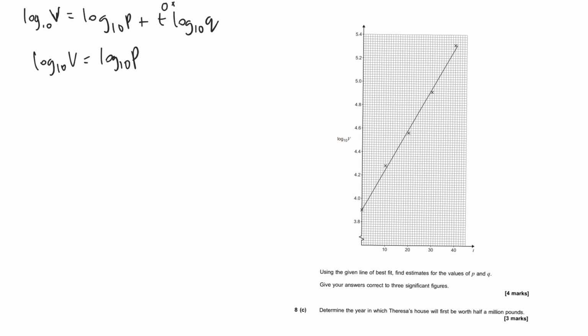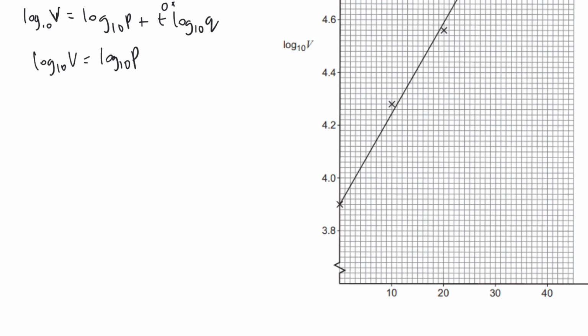So that means at your y-intercept, your value of log 10 V, we zoom in to see what the value is, so you've got 1, 2, 3, 4, 5, 6, 7, 8, 9, 10. So you've got 10 squares and then you've got 0.2. So each one is 0.02. So then we have a look. It's gone up by 1, 2, 3, 4, 5. Okay, so that's about 3.9. So 3.9 is equal to log 10 P.